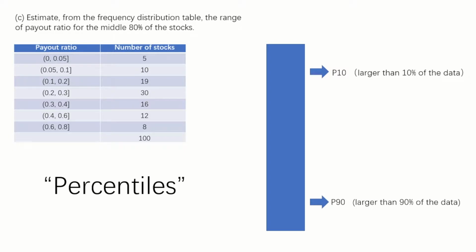Estimate from the frequency distribution table the range of payout ratio for the middle 80% of the stocks. First, let's understand what the requirements are. The middle 80% of the stocks indicates that we should select data from the middle, ignoring the beginning and the end. A random selection of data that covers 80% of the stocks is not acceptable. After reflecting on what we have learned in class, the concept of percentiles seems to match the requirements.